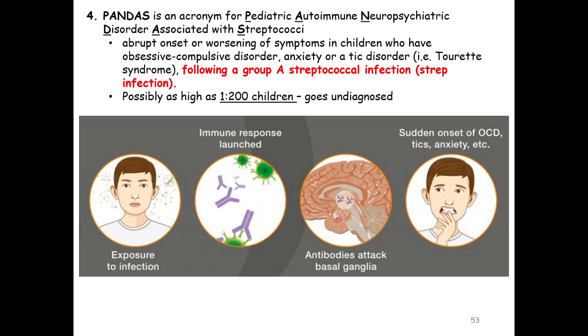And then the last one is PANDAS, which I'm glad they gave it a mnemonic. They really worked to get it to be something, but pediatric autoimmune neuropsychiatric disorder associated with streptococci. This is an abrupt onset or worsening in children. This actually happened to my son. He was in 6th grade.